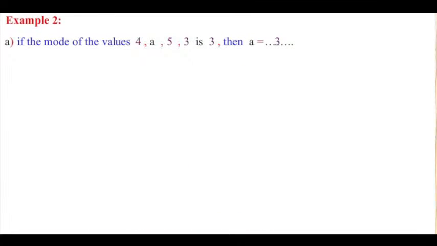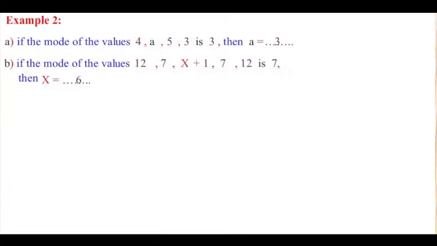Example 2. A: the mode of the values 4, A, 5, and 3 is 3. So what is the value of A? The value of A is 3. B: the mode of the values 12, 7, x plus 1, 7, and 12 is 7. Then what is the value of x? The value of x is 6.